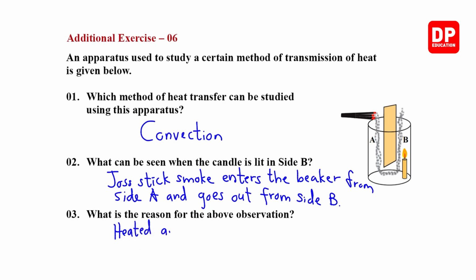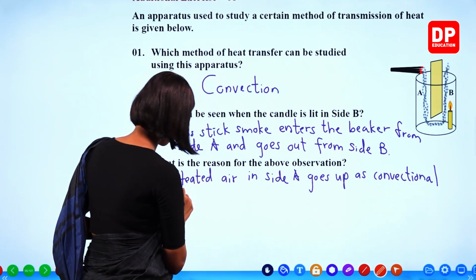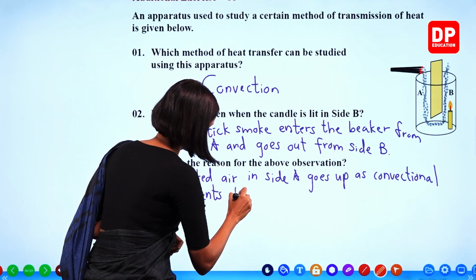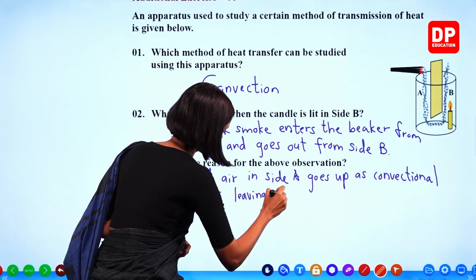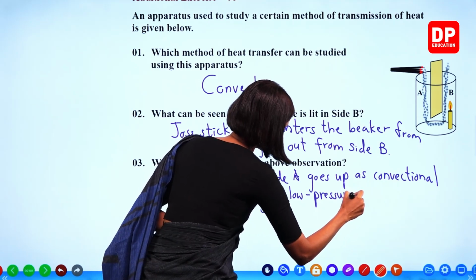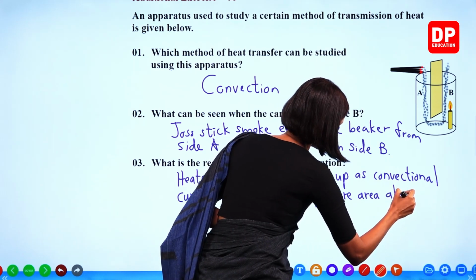Heated air inside A goes up as convectional currents, leaving a low pressure area above the flame.